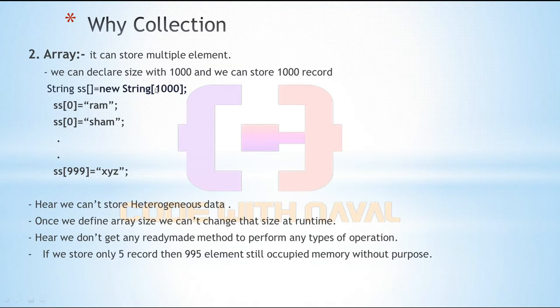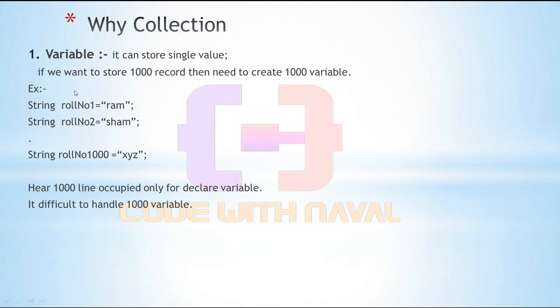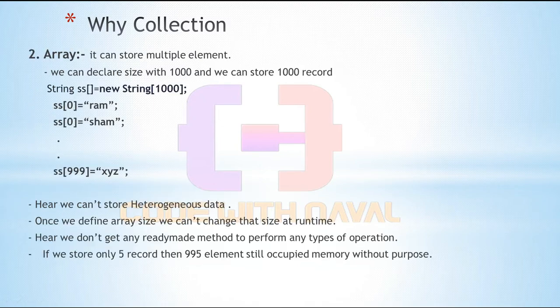Then we can write just 4-5 lines of code and, using a for loop, assign all these 1000 values. Max 10 lines are required for declaration and value assignment. Initially with variables we required 2000 lines, and here we just require 10 to 15 lines from declaration to assignment.